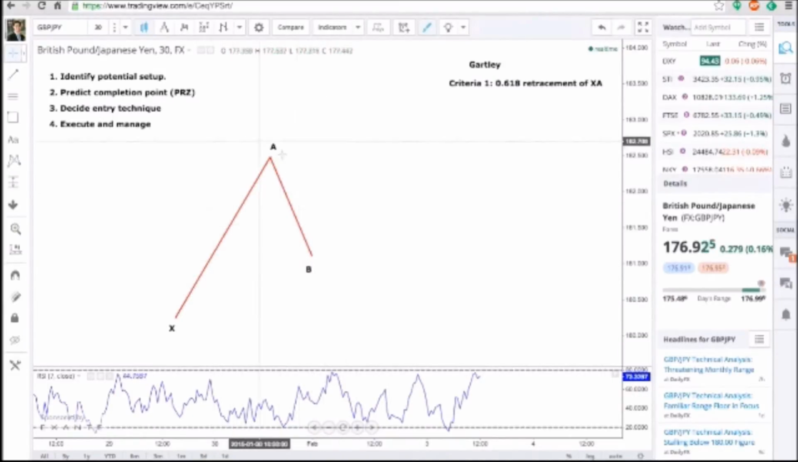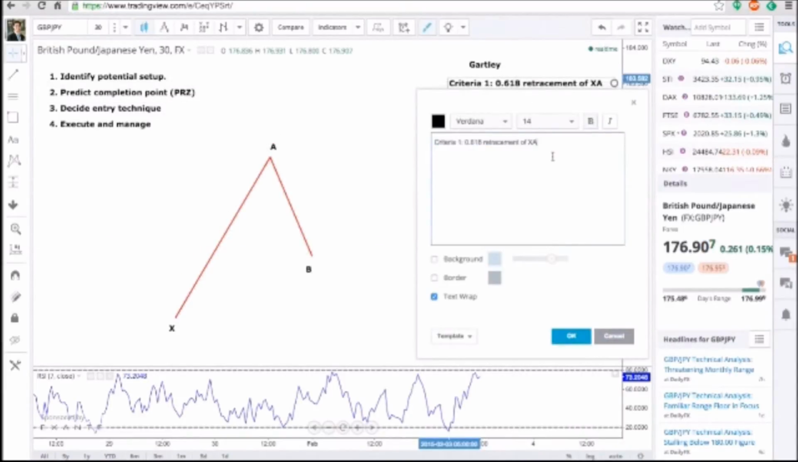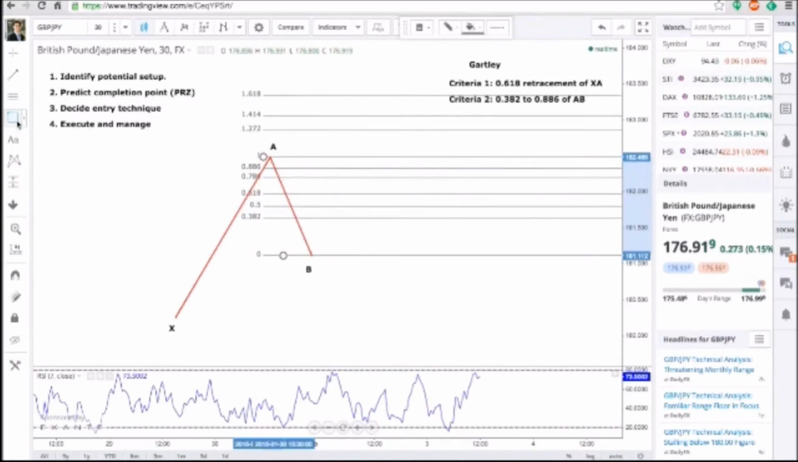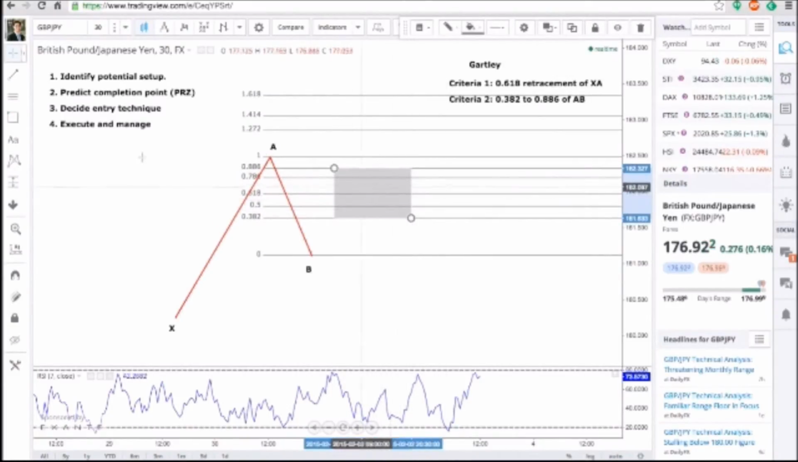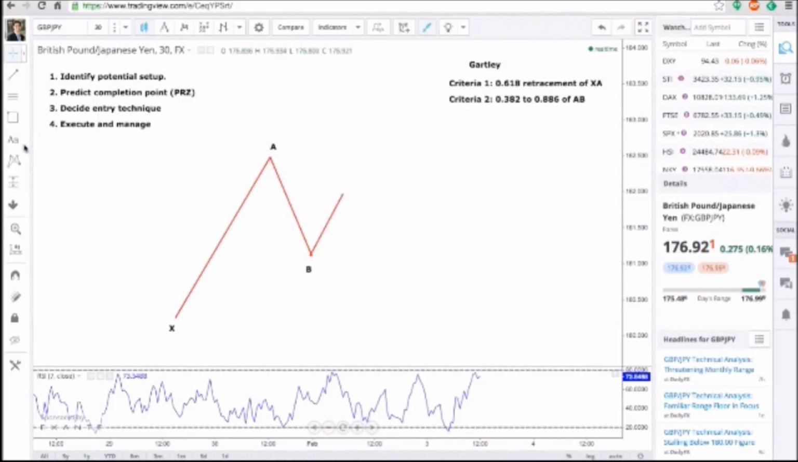Once we have this, what we want to do next is look out for our second criteria. If you still remember, it has to retrace at least 38.2 to 88.6 of AB. That's your second criteria, meaning if you measure from A to B, what we are interested in is this area, 38.2 to 88.6. It's a pretty wide region, meaning if price comes within any of this area, it is a valid one. So let's assume price comes into this area. We do have a valid C point.